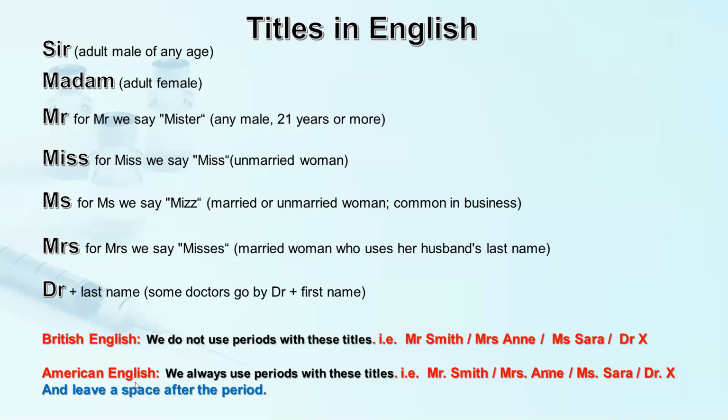While in American English, we always use periods with these titles. Mr. Smith, Mrs. N, Ms. Sarah, Dr. X, and leave a space after the period. As you see here, we left one space just after the period. This is regarding titles in English.